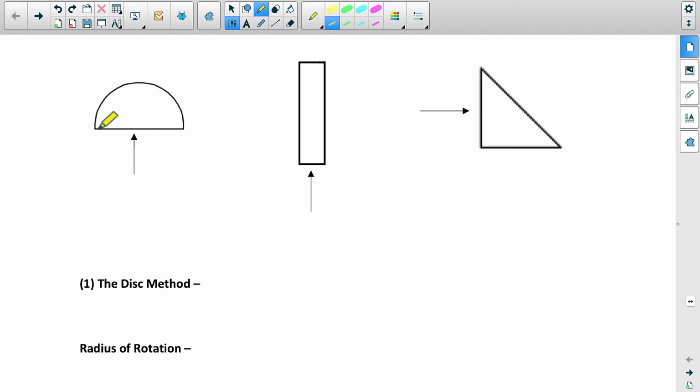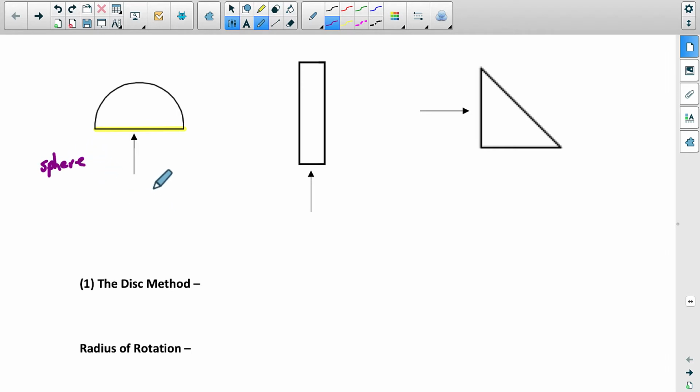If I rotated this planar region right here all the way around that line, do you know what it would look like? If you have good spatial awareness, you would know that it would look like a ball, wouldn't it? It would look like a sphere. Most awkward word to say in the English language, sphere. So that's what you would get.